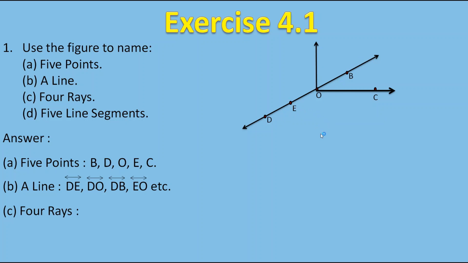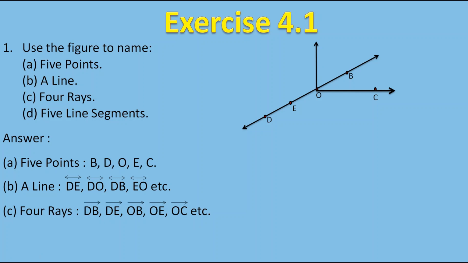So the 4 rays are DB, DE, OB, OE, OC, etc. Because if we start from this point and continue here, this will become a ray. If we start from this point and we continue, that also becomes a ray. So here also many possibilities are there, and I have given 5 rays here. You can choose any from those.